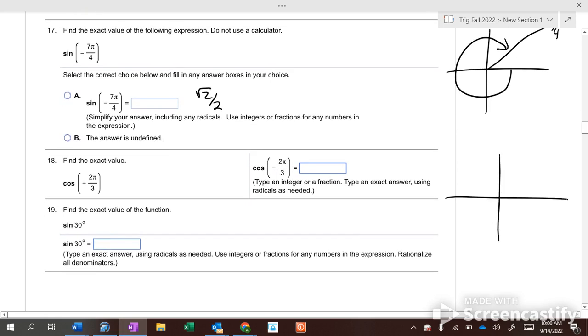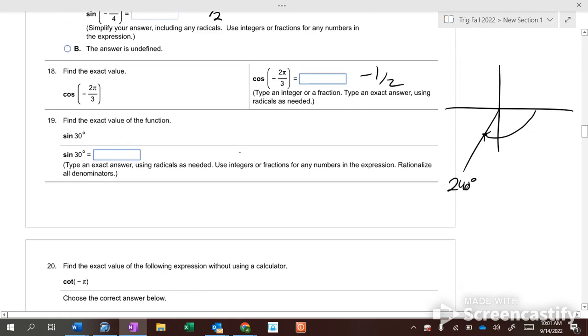Cosine of negative 2 pi over 3. You go, whoa. Way too far, Mr. Bierschbach. Right, well, not even that far. More like there. Negative 2 pi over 3, because 2 pi over 3 is 120 degrees, so you go a negative 120 degrees. So you're at 240 degrees. The cosine of 240 degrees is negative 1/2, right? The sine of 30 degrees, well, that's right on your unit circle, positive 1/2.